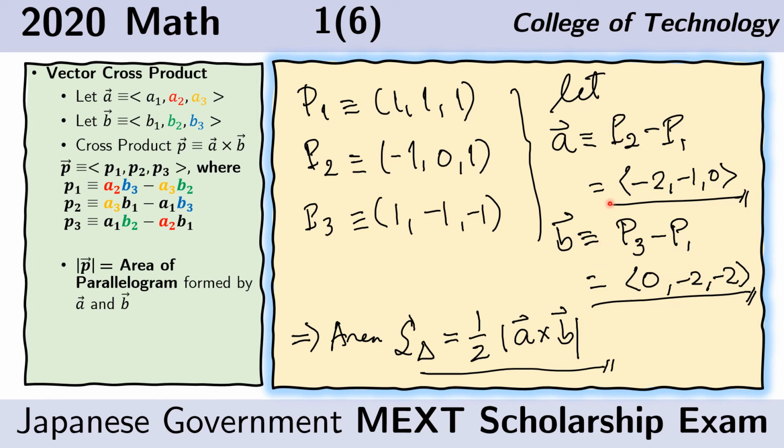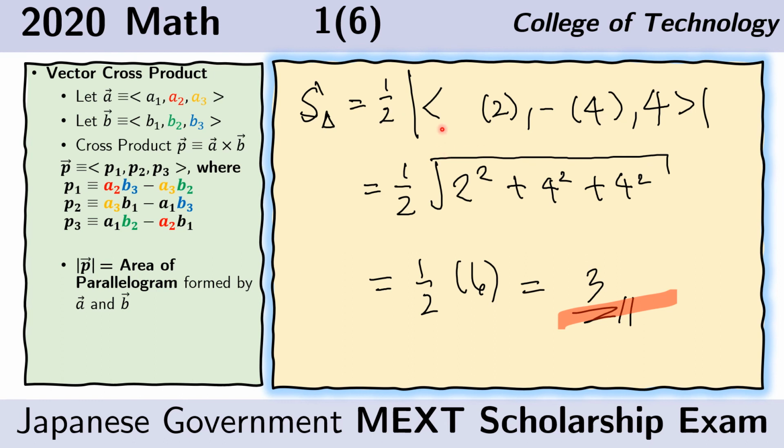Now we have these two sides of the triangle. These two sides will now determine that parallelogram. And to get the area of that parallelogram, we just need to get the magnitude of the cross product, which is the cross of A and B. And then we take 1/2 of that to get the area of the triangle. Here we just applied the formula for the cross product. And so the cross product of A and B is this.